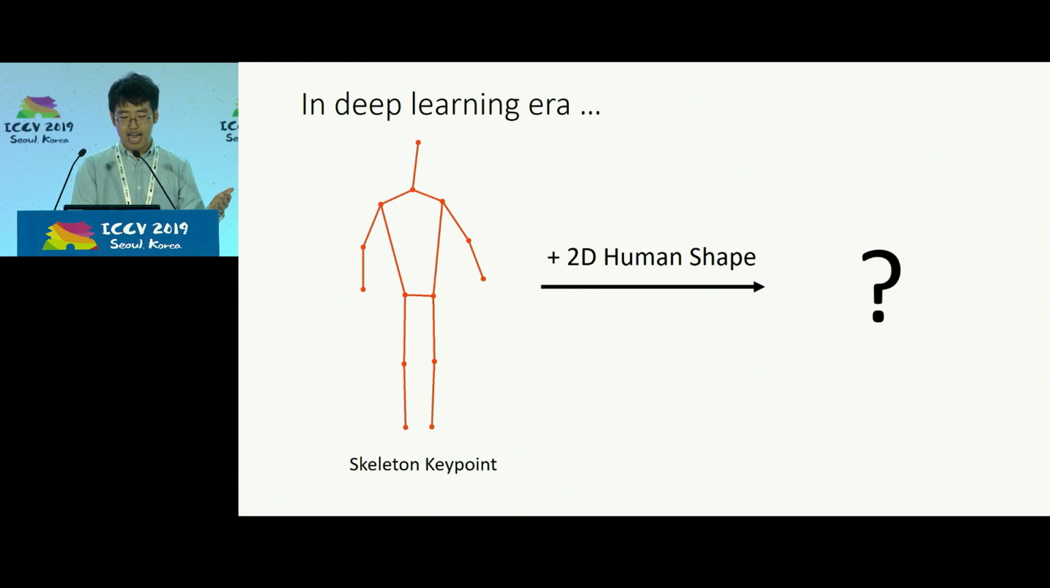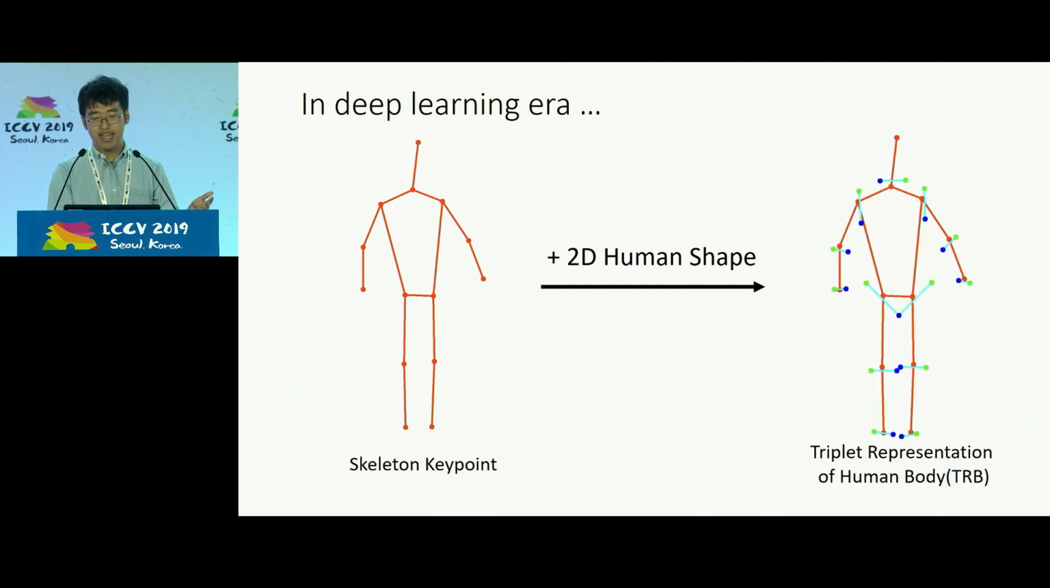While in the deep learning era, skeleton key point is the most used 2D human representation. It can be estimated accurately with big data and deep models. However, it focuses on 2D pose and ignores 2D shape. So can we incorporate 2D human shape into such a representation?